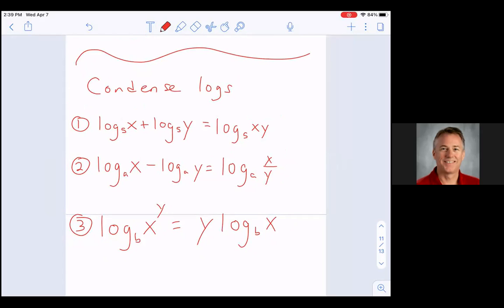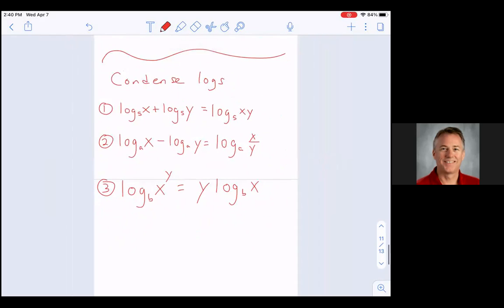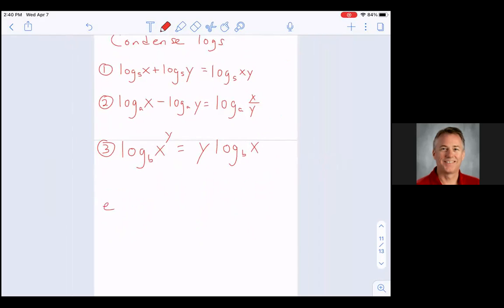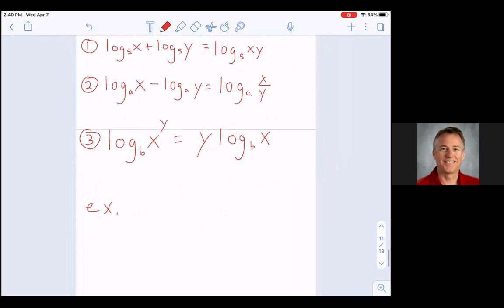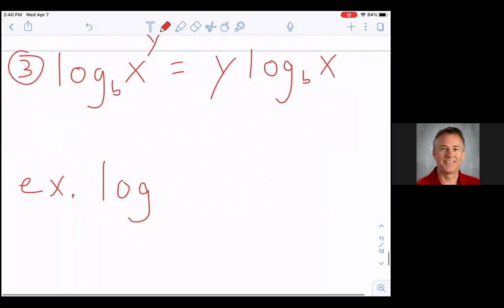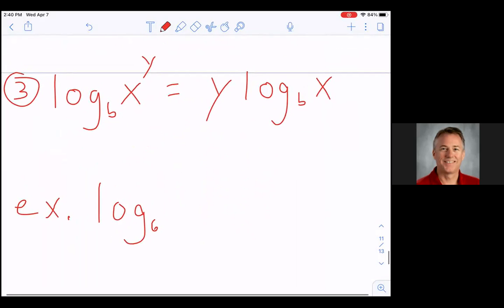All right, so here would be an example of a problem we would want to condense. So let's say we had log base 6 of x plus 4 log base 6 of y.